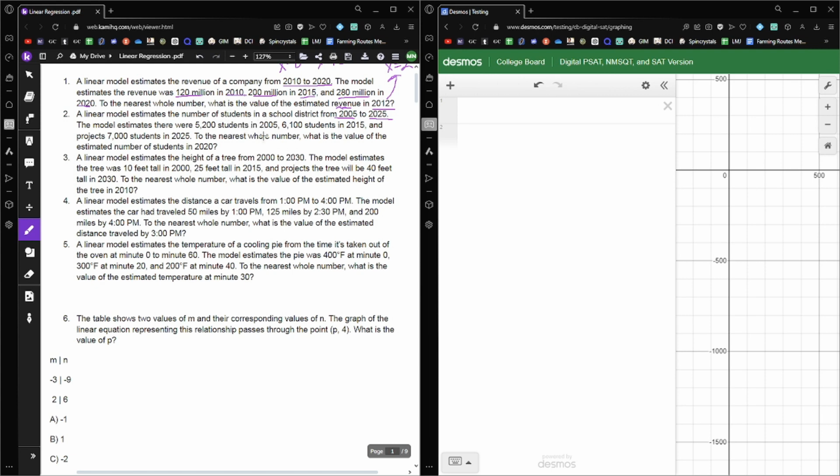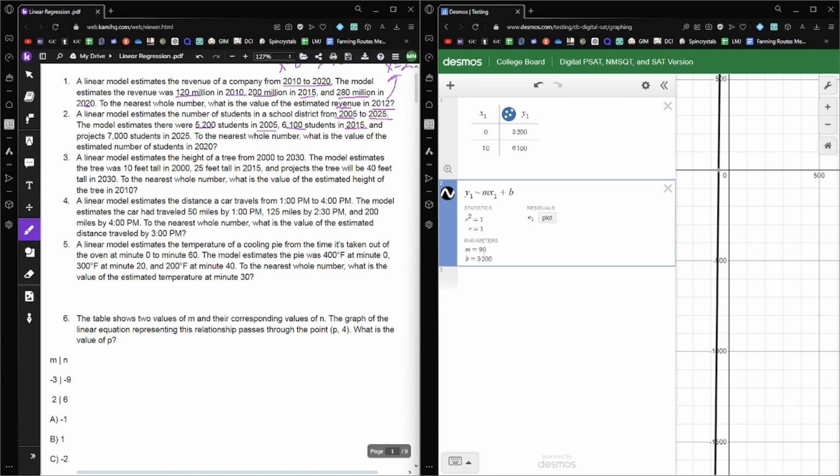So, once again, our years will be our x values and our students will be our y value. In 2005, we had 5,200. 2005 is going to be year 0, and we had 5,200. 2015, that's year 5. Oh wait, no, I was saying the last question. 2015 is 10 years from 2005, so x is 10, I mean. And then they had 6,100 students. Once again, we have a third point, but I'm gonna just ignore that because we only need 2 points for linear regression. y1 tilde mx1 plus b, and we get our parameters.